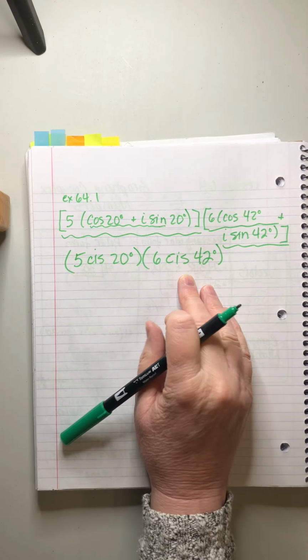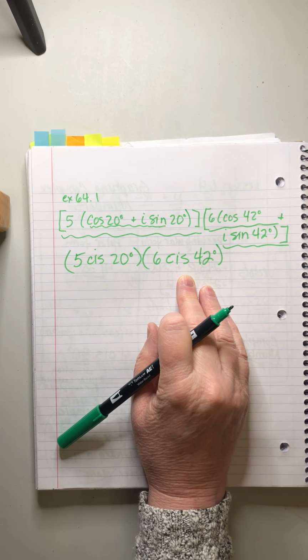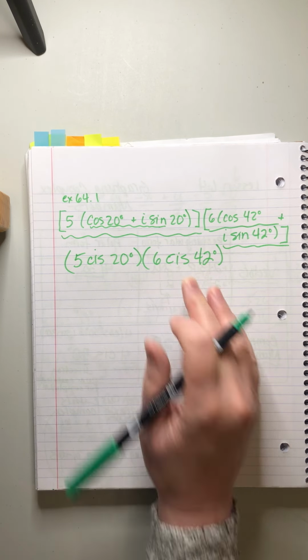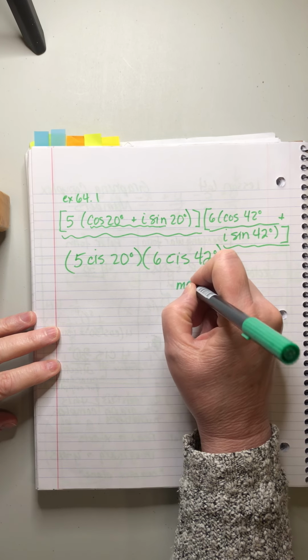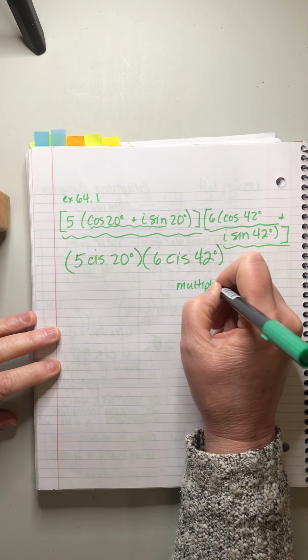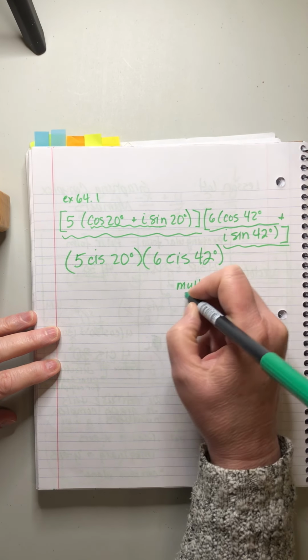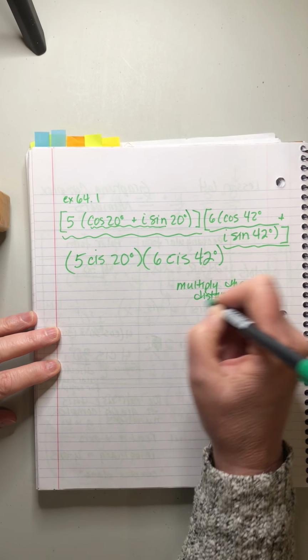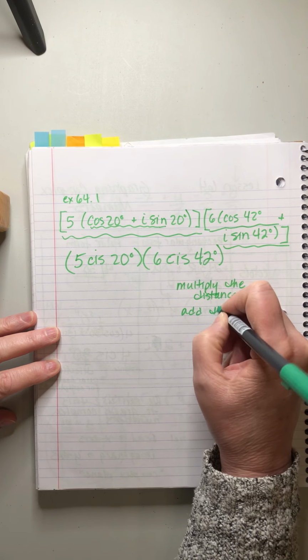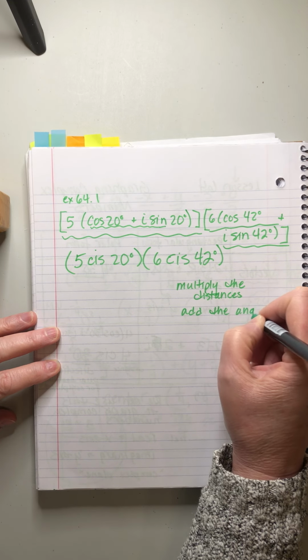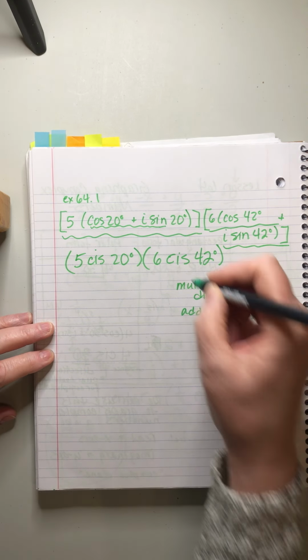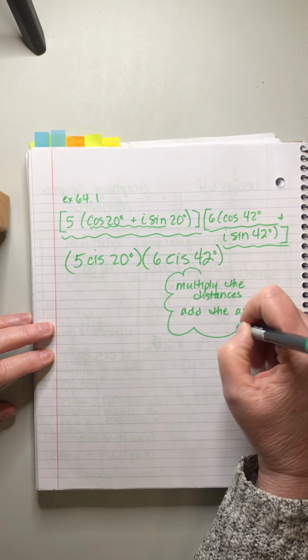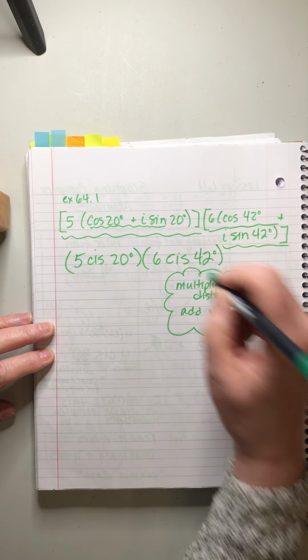Now, here are the rules for multiplying. We multiply the distances and we add the angles. Okay, that's our rule of thumb. And this is so easy, you'll love it.